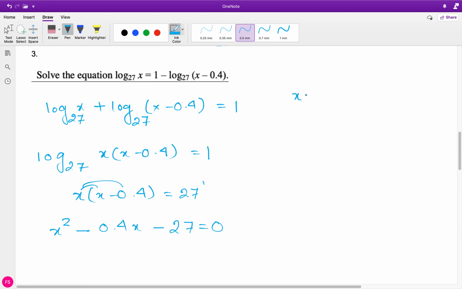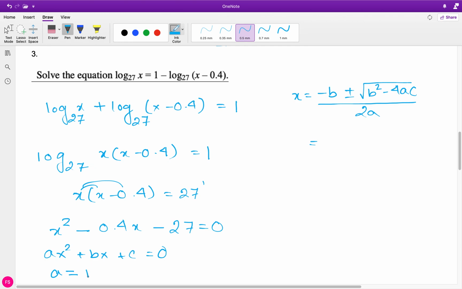I'm just hoping that you know this quadratic formula. So x is equal to negative b plus minus the square root of b squared minus 4ac, over 2a. Now, what are these a, b, c? A quadratic equation is always in this form. So the number that's with your x squared is your a. In this case, it's 1. The number with x is your b, which is negative 0.4, and c is just negative 27.